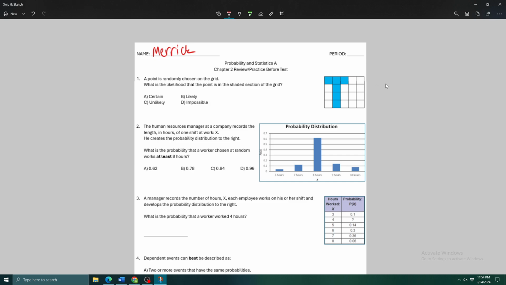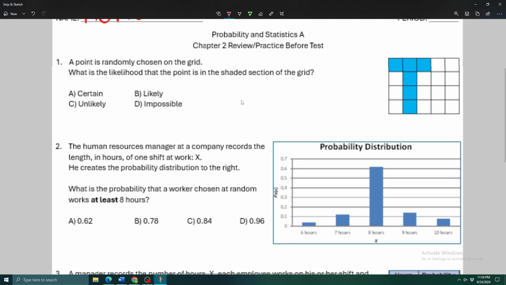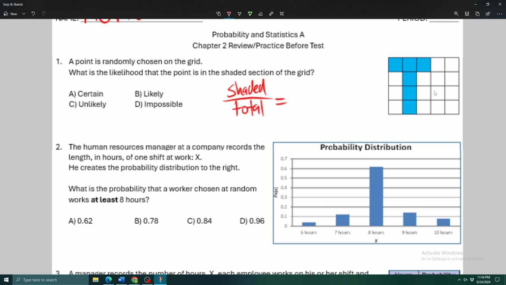So for number one, it's saying a point is randomly chosen on this grid. What is the likelihood that the point is in the shaded section? Remember, it's pretty much shaded over the total, right? So we can just count these ones. This one's not too bad. We have 1, 2, 3, 4, 5, 6 shaded squares out of, we have 4 and 5. So 4 times 5 would be 20 total.